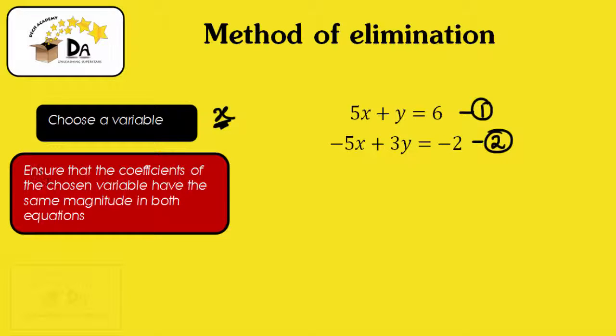The next step says ensure that the coefficients of the chosen variable have the same magnitude in both equations. So what does that mean? Well, when two numbers have the same magnitude, they have the same value if you ignore their signs. So this is plus 2 and minus 2. If you ignore their signs, you're just left with 2 and 2. So the magnitude of plus 2 is 2. You just ignore its sign. The magnitude of minus 2 is 2 as well. When two numbers have the same magnitude, they are the same if you ignore their signs.